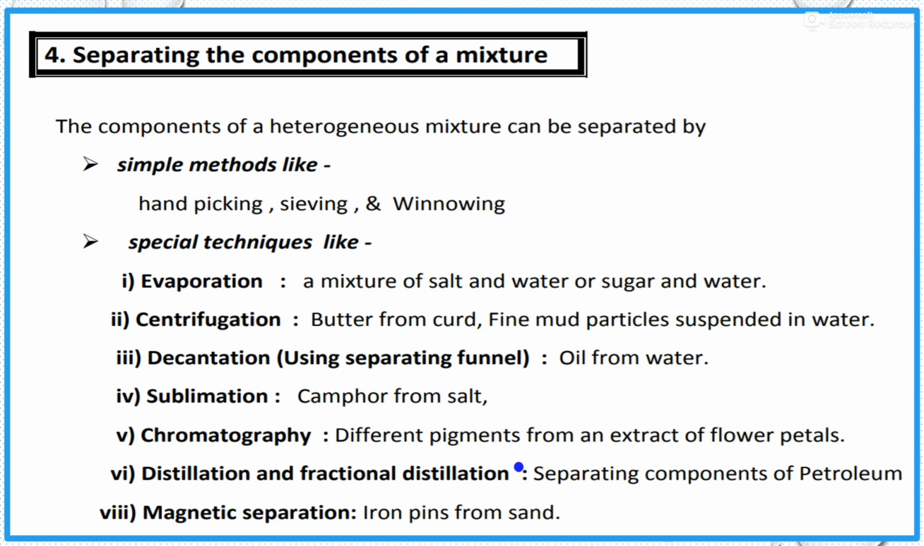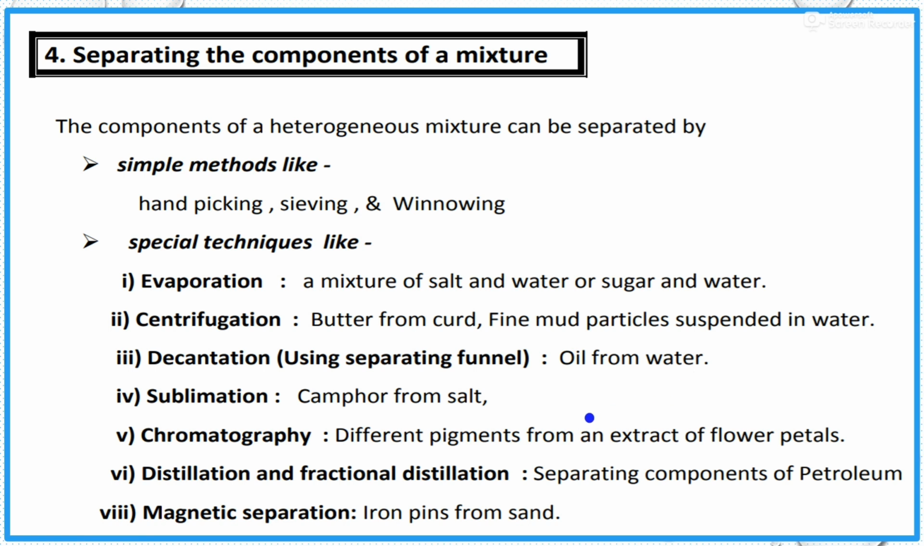Now, separating the components of a mixture. How can we separate the components of a mixture? The components of a heterogeneous mixture can be separated by simple methods like handpicking, sieving, and winnowing. Special techniques are also there, like evaporation, for a mixture of salt and water or sugar and water. Then centrifugation, butter from curd, fine mud particles suspended in water. Decantation using separating funnel, oil from water. To separate oil from water, we have to follow the decantation method, or we can use a separating funnel.